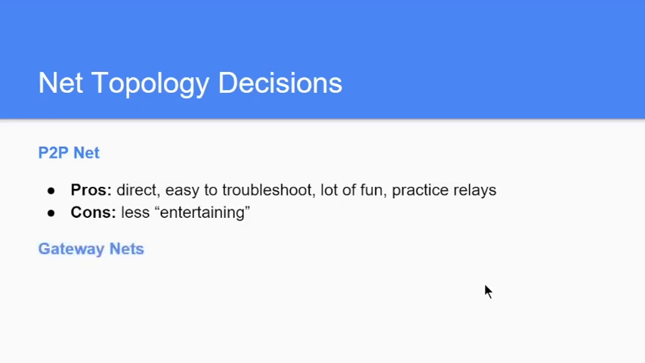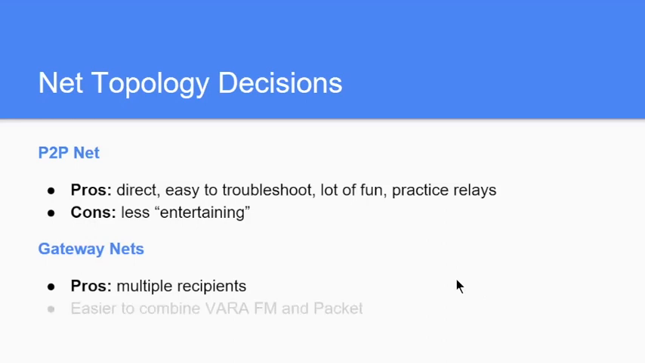The other option, of course, is to use gateway nets on the same frequency. So you have a portable gateway and you put that up. Pros: you've got multiple recipients, which makes it very easy, and it's somewhat easier to combine VARA, FM, and packet if you want to do that. Cons are, well, you are sending a lot of traffic. Some of it might not be the most useful to all the different hospital stations, but it keeps everybody involved and they get to read what the other people are writing.